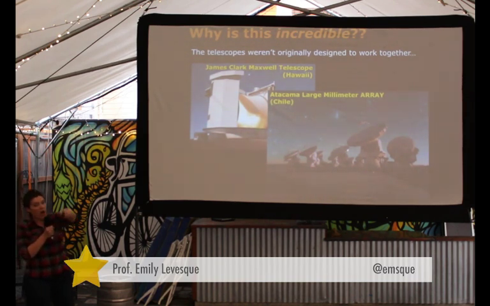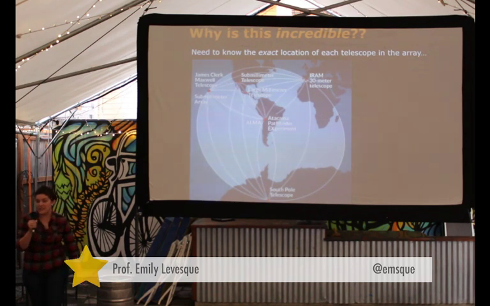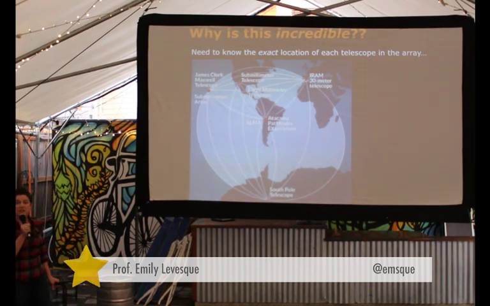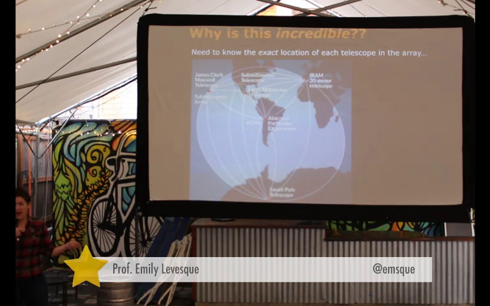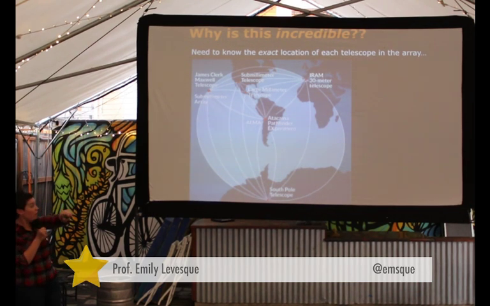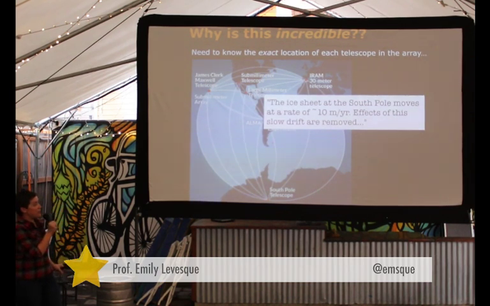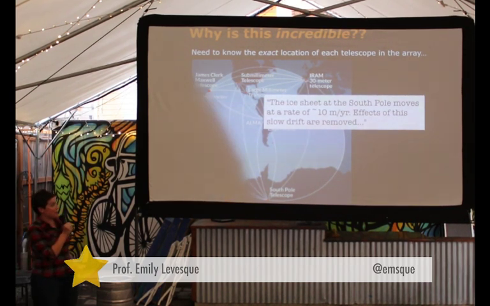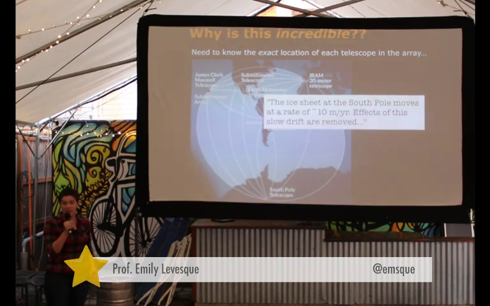In addition to having telescopes all over the world in hostile environments that weren't originally designed to work together, we also ran into the problem that the clock didn't work, and we needed to know exactly where every telescope was in the array. So every telescope was sent a military-grade GPS for good reason. This sounds like a weird problem, but Hawaii and Chile are pretty well known for having earthquake problems, and the South Pole Telescope actually was moving. The ice sheet at the South Pole moves at a rate of 10 meters per year, and effects of this slow drift actually had to be removed before we could start working.